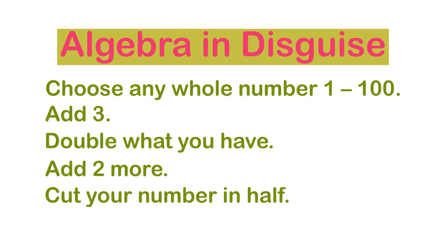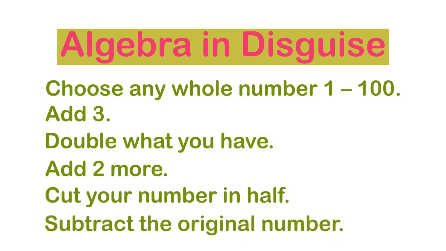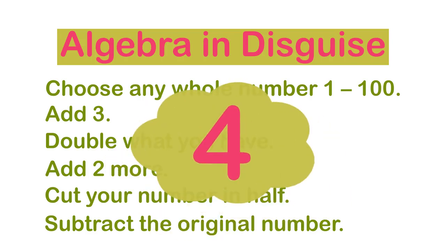All right, the final step, I want you to subtract the original number, the secret number you started with, from what you have now. And what do you have left over? 4, right? You're probably wondering how I know that. Well, it's algebra, and I'm going to show you.